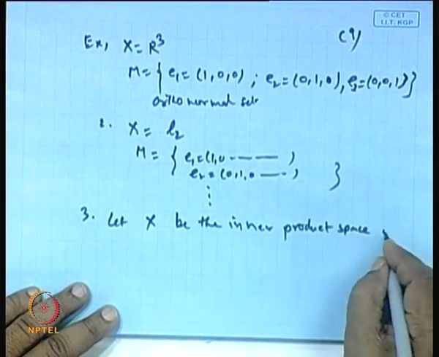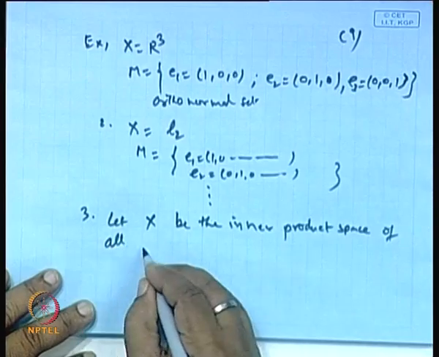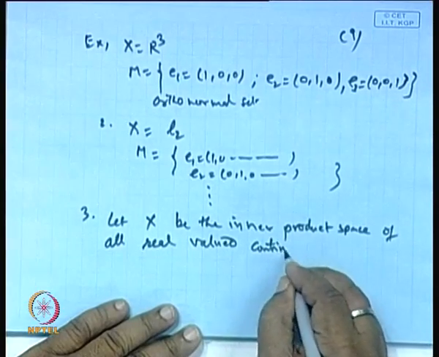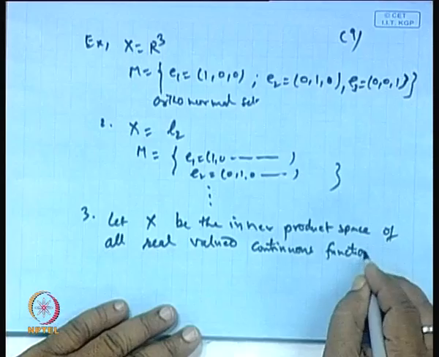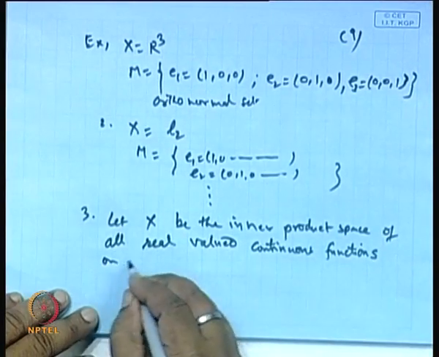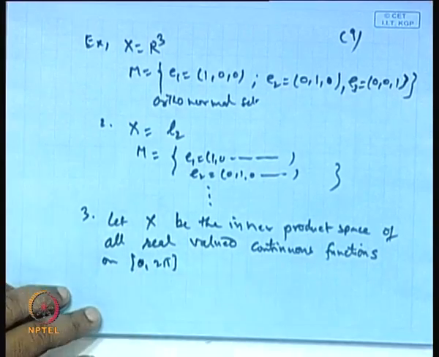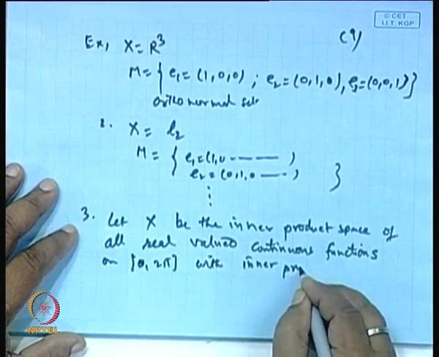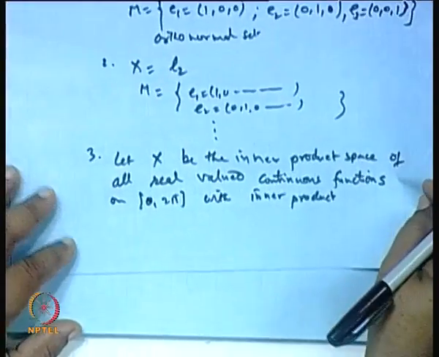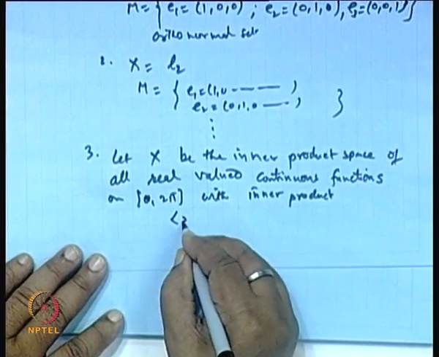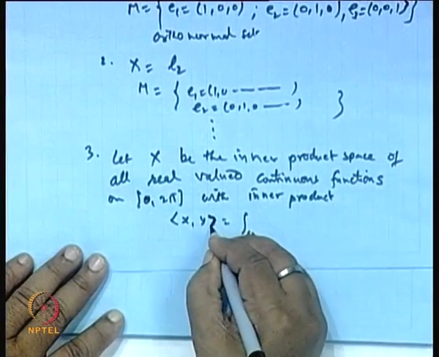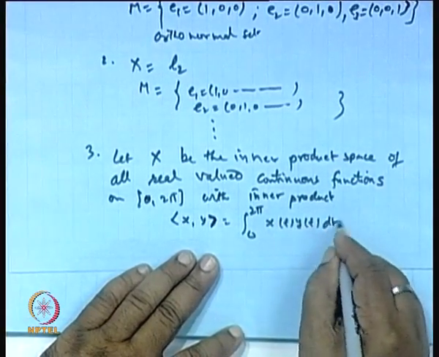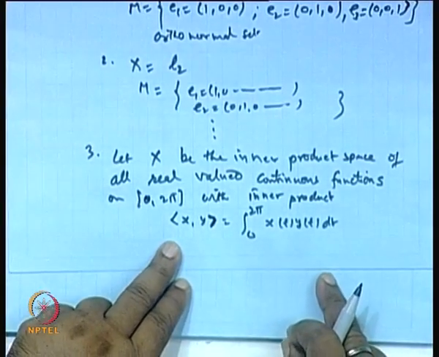Let X be the inner product space of all real valued continuous functions on the closed interval, say 0 to 2 pi, with inner product defined as the inner product of x and y as the integral from 0 to 2 pi of x(t) y(t) dt. This will form an inner product, we have seen already. Okay.